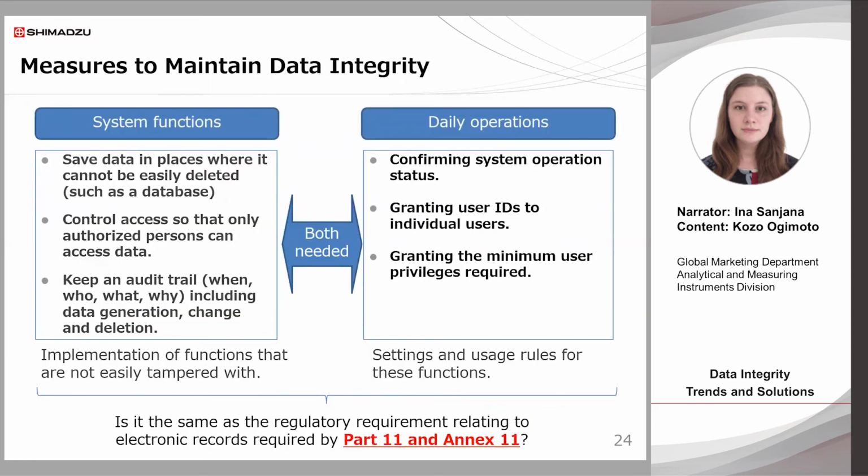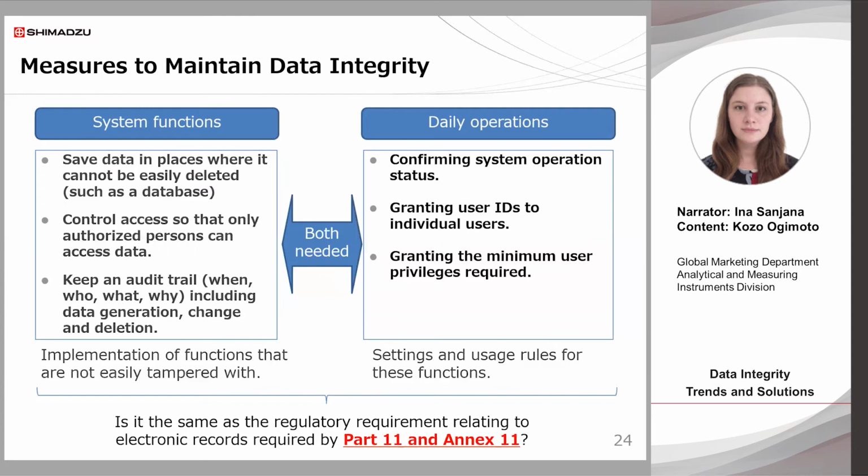So what should we do to ensure data integrity? This diagram shows measures that should be implemented in terms of equipment functions and daily operations. For example, looking at systems functions. In order to prevent deletion of data, you could manage it in a database and use software that only allows certain users the permission to access it. This reduces the risk of data manipulation.